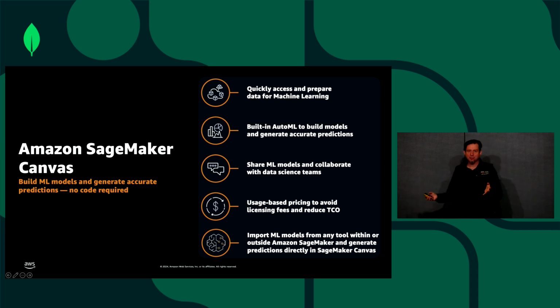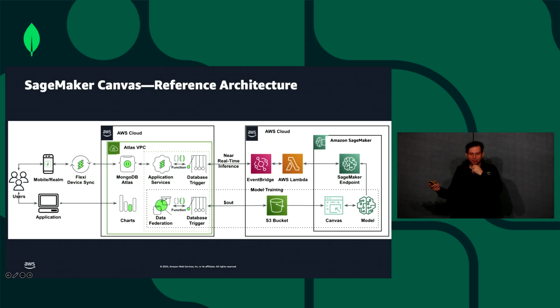So this is the easiest to use for non-data scientists. So here's what the total architecture will look like. We have users interacting with the application on mobile, or we have to change Flex Device Sync because MongoDB is changing their support for that. So users interact either through the mobile application or through the web-based application.